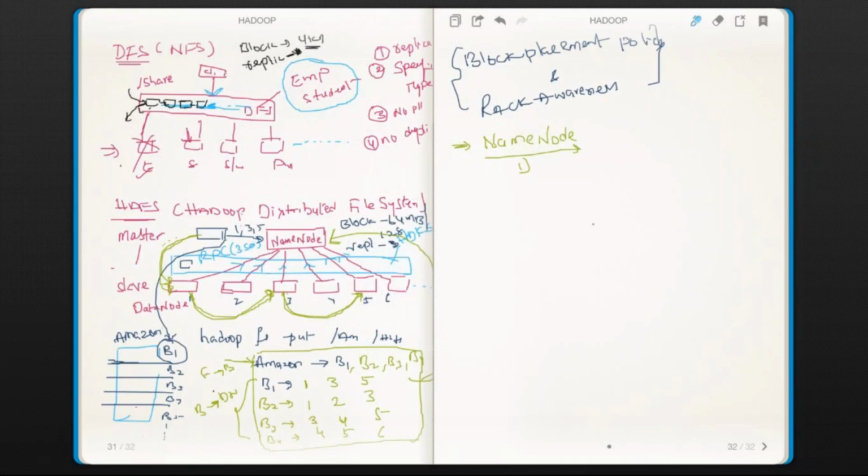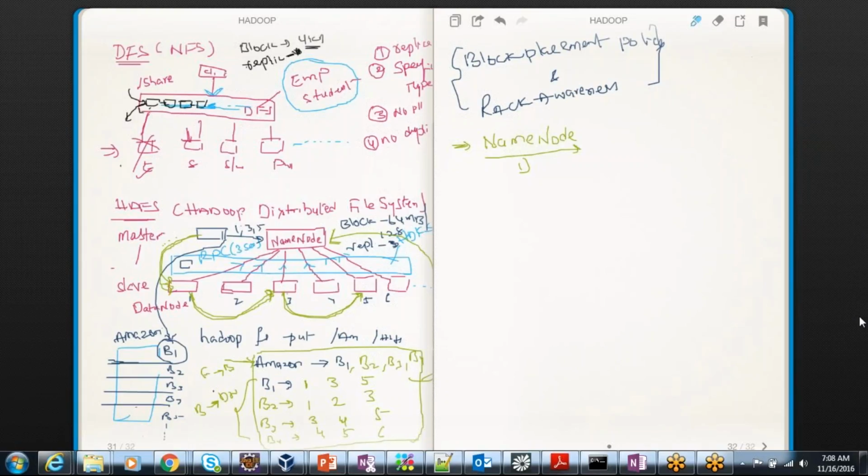Namenode is a master node which maintains all metadata information about where blocks are stored in each of the data nodes. And whenever a request comes from the client, it will provide the data nodes based on the network cluster. Very good.